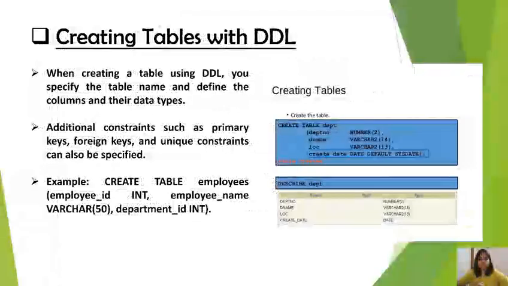Next, creating tables with DDL. How do we create a table in DDL? We can see here. When creating a table using DDL, you specify the table name and define the columns and their data types. Additional constraints such as primary keys, foreign keys, and unique constraints can also be specified. Example, create table employees, employee ID int, employee name varchar 50, department ID.